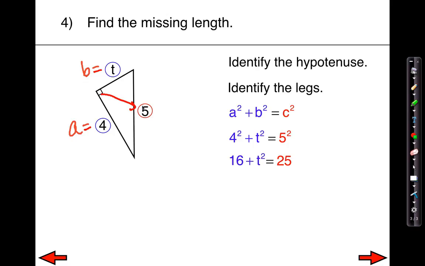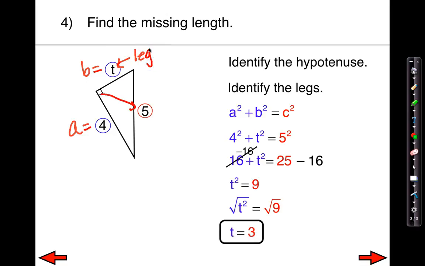Now see, the only difference here is that we're going to have to solve for t squared, so we have to eliminate the 16 by subtracting 16 from both sides, which leaves me with t squared equals 9. And just like before, we take the square root of both sides, and we see here that t equals 3. So in this case, the missing side was not a hypotenuse for this problem. It's actually a leg. So I'm going to say the missing leg is 3.